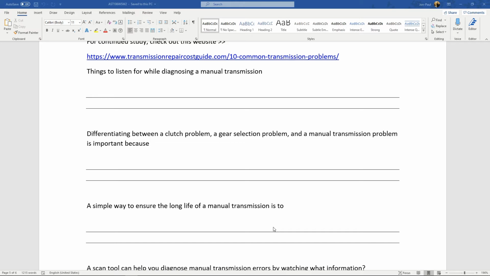A simple way to ensure the long life of your manual transmission is to not be banging through the gears. Don't force a gear if it's not ready. Try your best to not slip the clutch. And then if you didn't know this, it's not very good to leave the clutch pressed to the floor for very long.